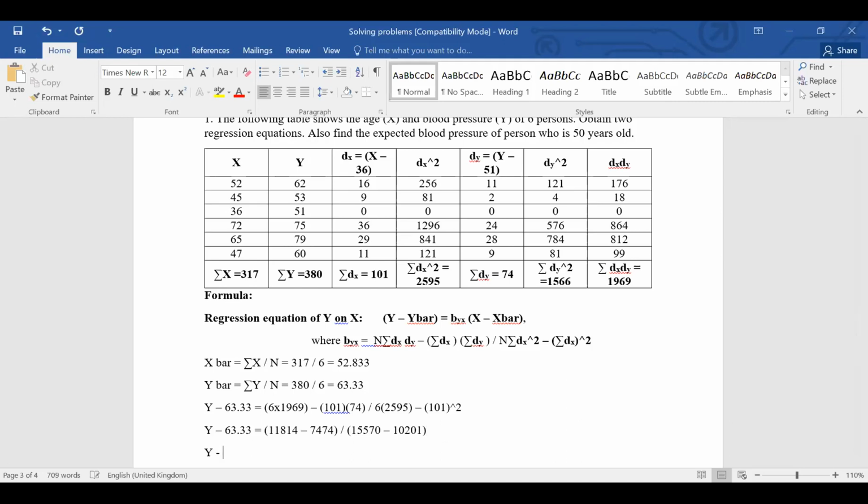Y minus 63.33 equal to, what is the numerator value? 11,814 minus 7,474 is 4,340. 4,340 divided by 15,570 minus 10,201, that is 5,369. Okay. And then after that, we need to put x minus x bar. The x bar value is 52.833.